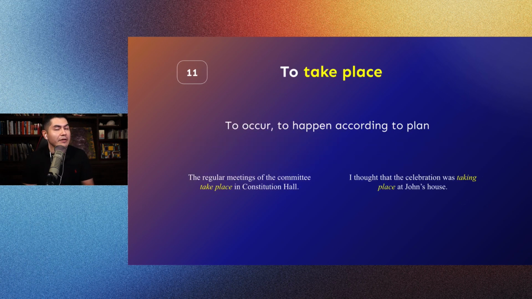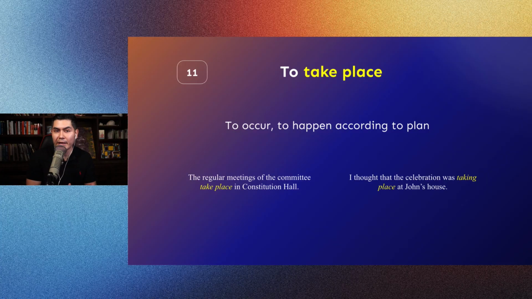And number 11, to take place, to occur, to happen according to plan. Let's take a look at the first example. The regular meetings of the committee take place in Constitution Hall. That's where they occur. They take place in. So I want you to think of big meetings in your company. Where do they take place?